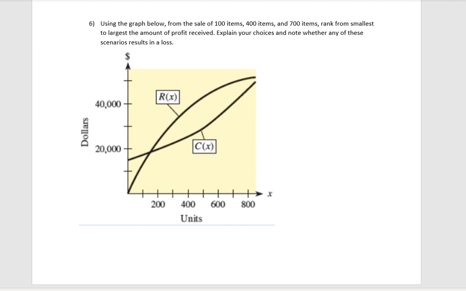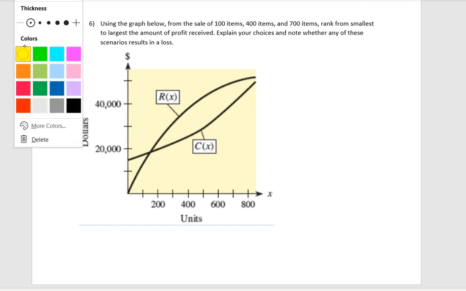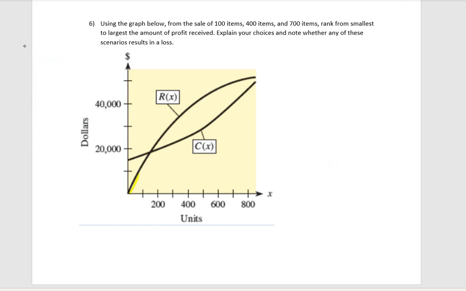So, here's the deal. I always like to color these. We have our revenue, and then we have our cost function. A key thing to remember is that your profit is your revenue minus your cost function. So in order to have a positive profit, you want your revenue to be greater than the cost of the items.